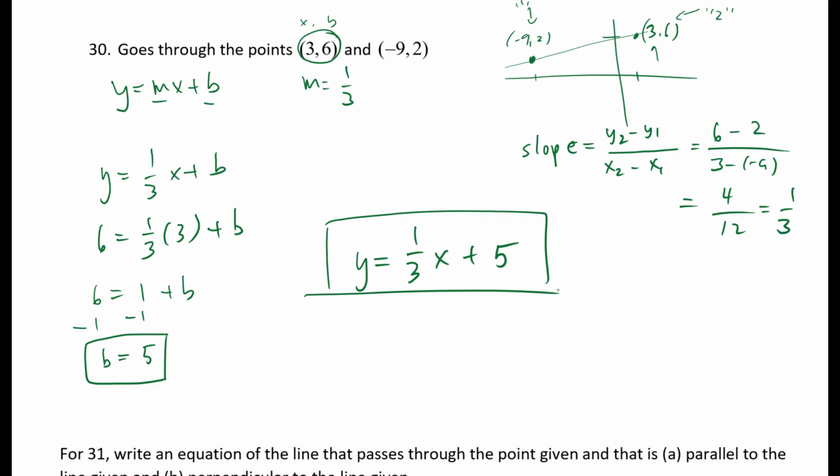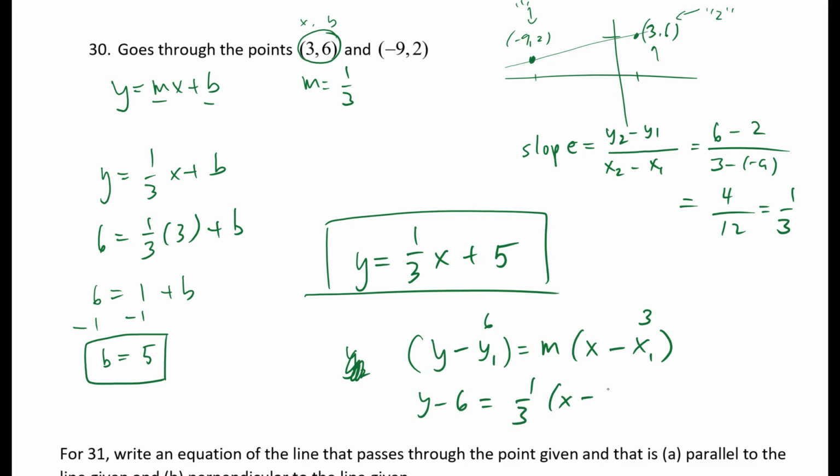Now in the answer key, I did this in point-slope form. I found the slope the same way, and if you're a fan of point-slope, we know that point-slope is y minus some y value from a point equals the slope times x minus some x value from a point. And we could use that same point, 3 comma 6, the x value is 3, and we'd get y minus 6 equals 1/3 times (x minus 3).